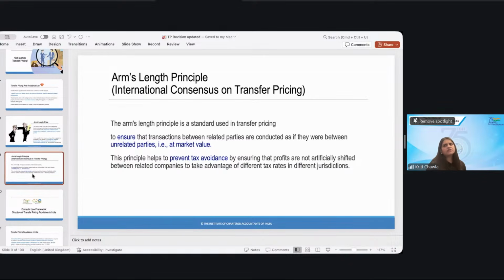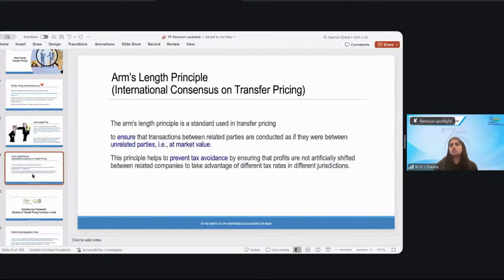So it's like the standard which is used in transfer pricing, and it will ensure that if there are transactions between related parties, they should be conducted in the same way that transactions are conducted between unrelated parties, just like at market value. Now, this is the principle that will help to prevent tax avoidance by ensuring that profits are not artificially shifted between related parties to take advantage of different tax rates in different jurisdictions. So this is what is called the arm's length principle.